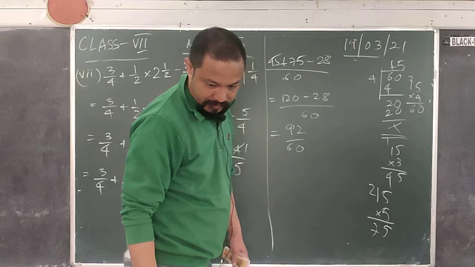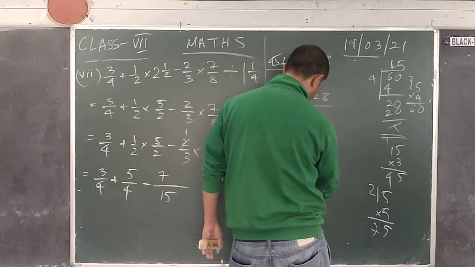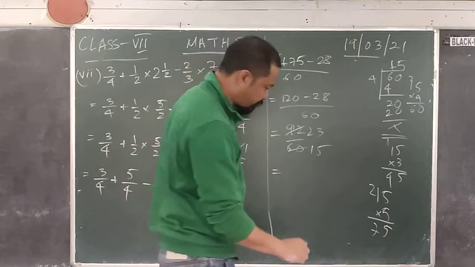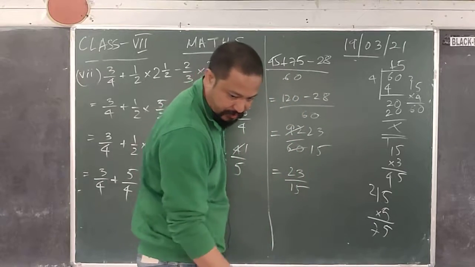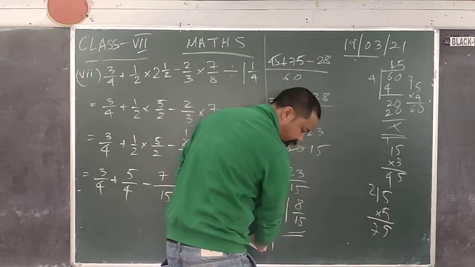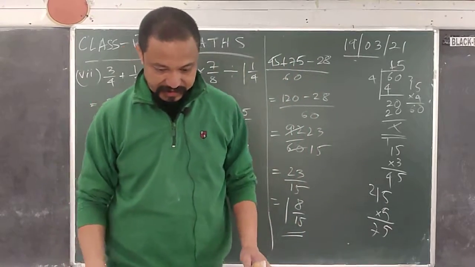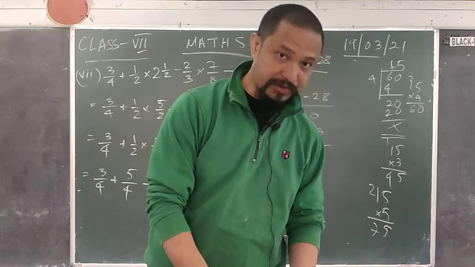Okay, so you can reduce it further, 23, 15. Okay, so that comes to 23 upon 15. And we convert it into a mixed fraction, it comes as 1 whole 8 upon 15. So you will be doing number 9 also as homework. With that we come to the end of exercise 2b. We'll be doing 2c in the next part of the video. Thank you, children.